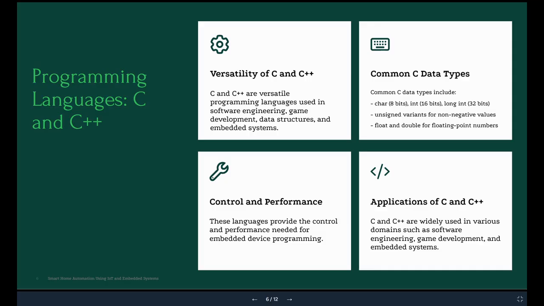Moving on to control and performance. These languages provide the control and performance needed for embedded device programming. Applications of C and C++: they are widely used in various domains such as software engineering, game development, and embedded systems.